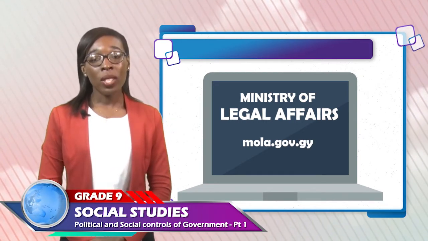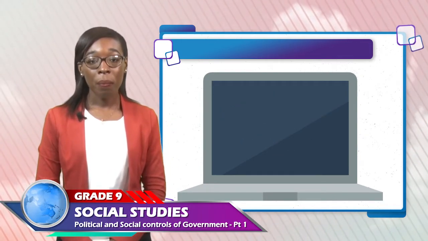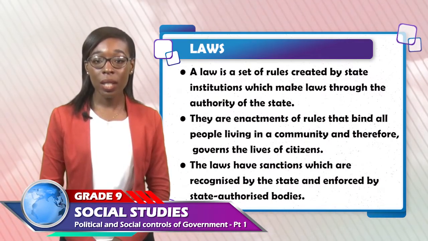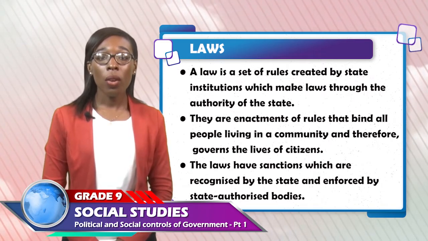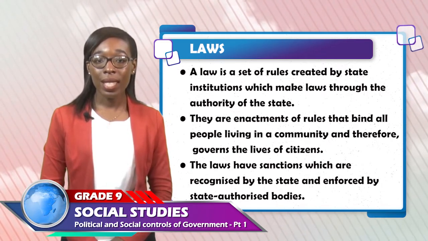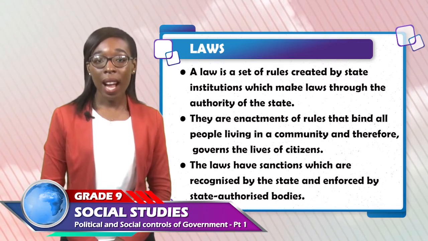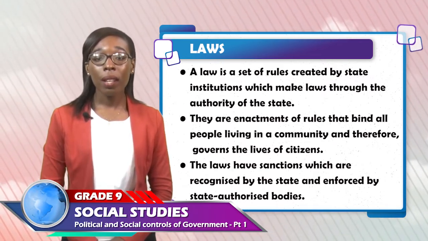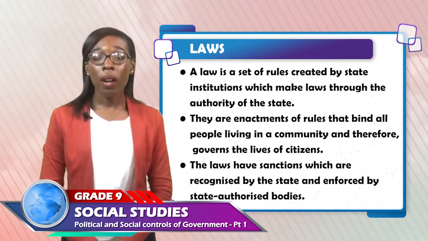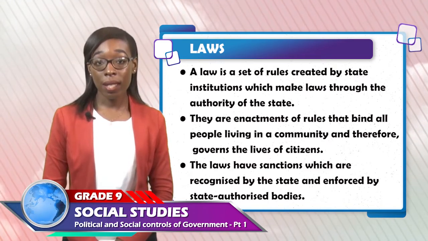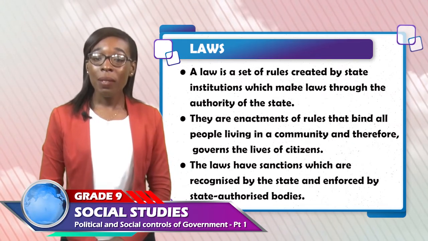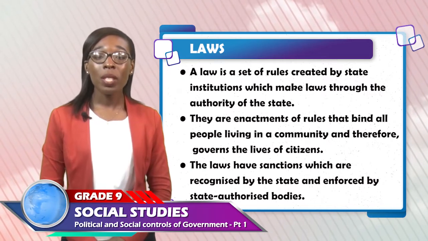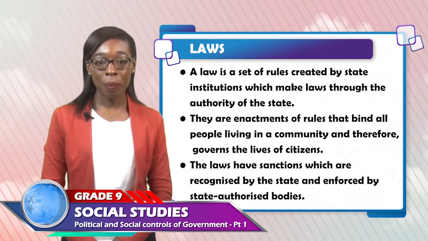Now, let's move on to looking at what laws are. A law is a set of rules created by state institutions which make laws through the authority of the state. They are enactments of rules that bind all people living in a community and therefore govern the lives of citizens. The laws have sanctions which are recognized by the state and enforced by state bodies.